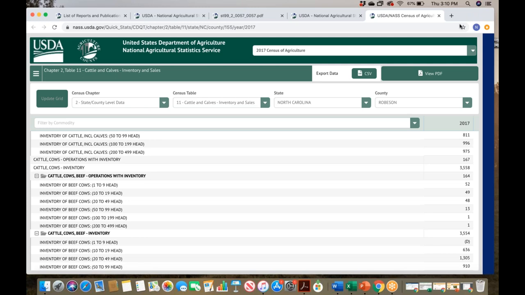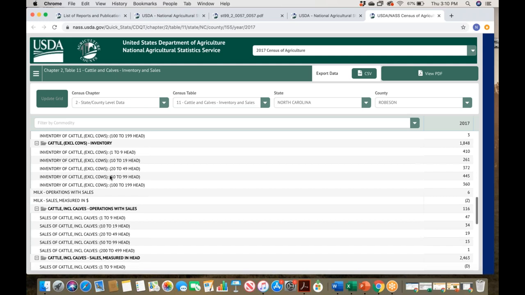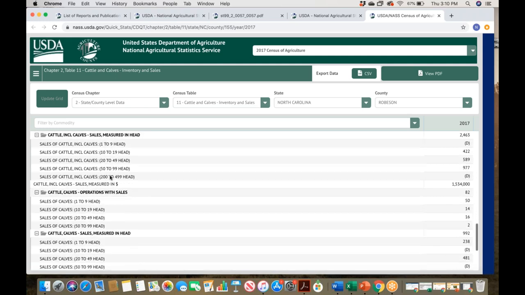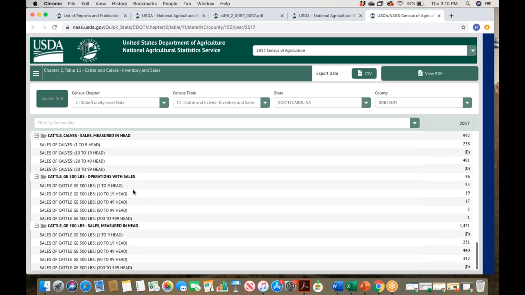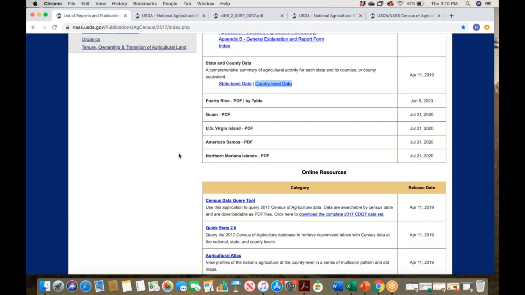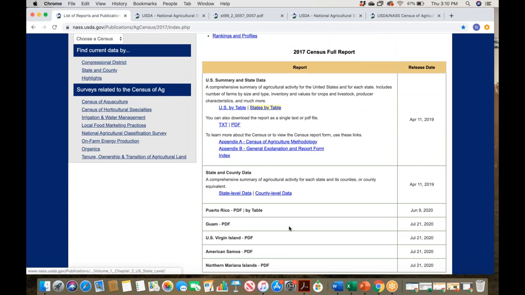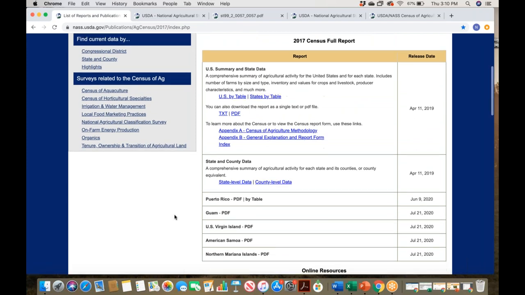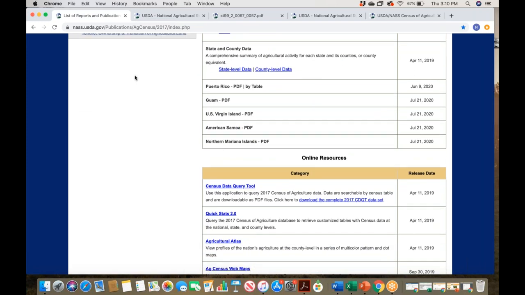So there's lots of information you can find in my area. Poultry and hogs would be bigger, so I might want to zoom in on that. Tobacco, like I did before, it just keeps going. You can find out about operations with sales and all those things, sales measured in head. Lots of ways that the data is broken down for you. So I'm going to go back to the main page now. We've looked at states by table and county level data. Information will be made available for Puerto Rico, Guam, and other places later this summer.